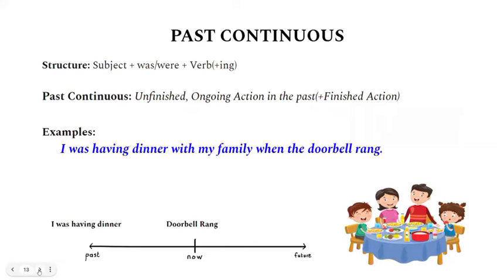Our sentence shows, I was having dinner with my family. This shows an unfinished or ongoing action in the past. I was in the middle of having dinner and something happened, the doorbell rang. So the past continuous tense talks about an unfinished or ongoing action in the past, and normally we also mention another finished action that interrupted it. We make this tense with the subject plus was or were plus verb in a continuous or ing form.